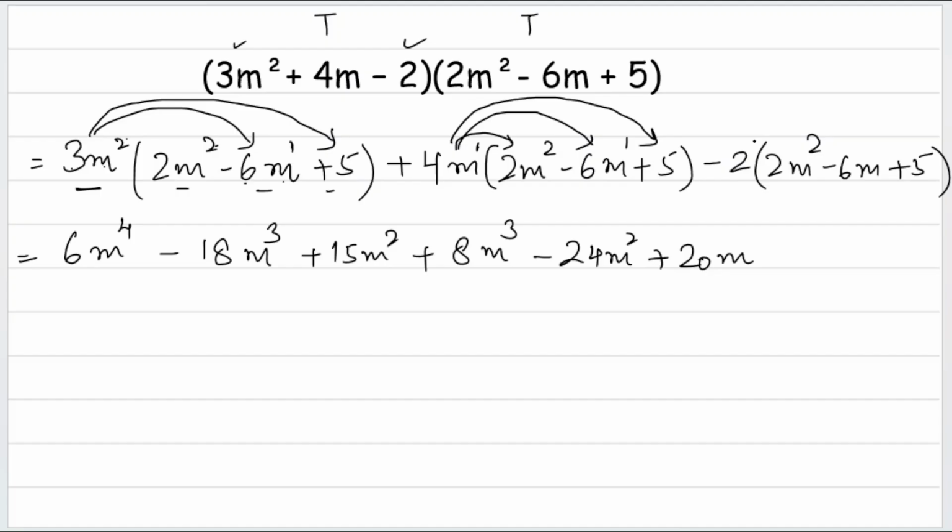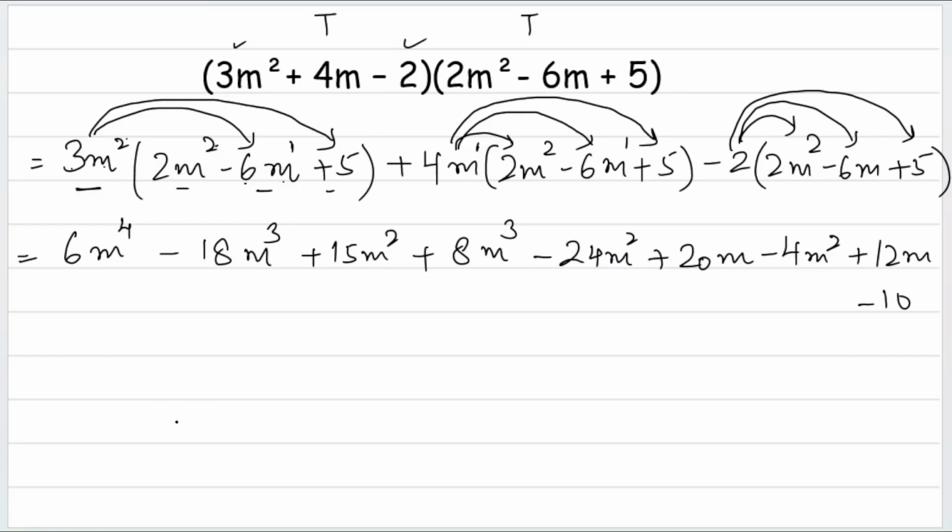Next, minus 2 times 2m square is minus 4m square. Minus 2 times minus 6m, minus minus plus. So 2 times 6 is 12m. And then minus 2 times this 5 is minus 10. We are done with our multiplication. Now what is left? Start combining the like terms.